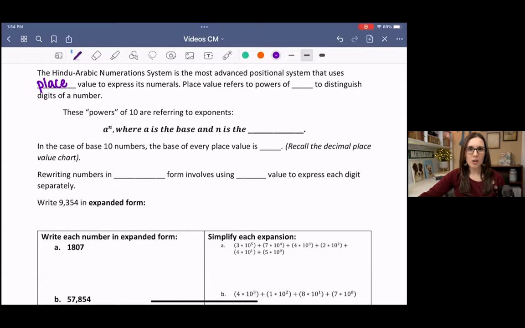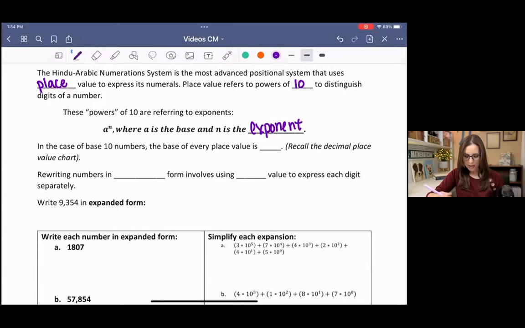So the place value is referring to the digits, and it also uses powers of 10. So the Hindu-Arabic number system is a base 10 number system. There are different bases. We won't talk about those today, but we're talking about base 10. And these powers are referring to exponents. And so by definition, an exponent is the number of times something is multiplied. You're going to recognize it written something like this, where A is the base and N is the exponent.